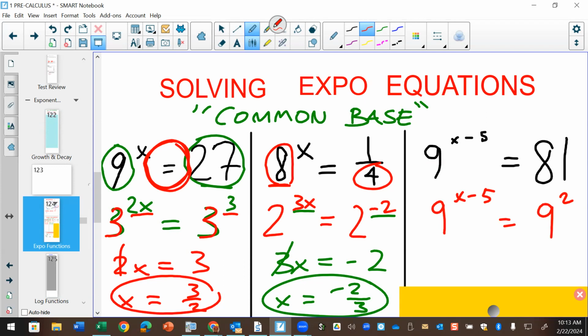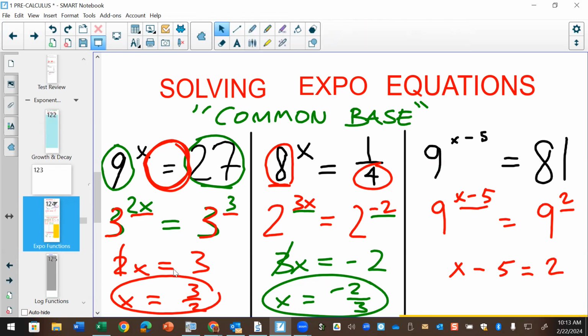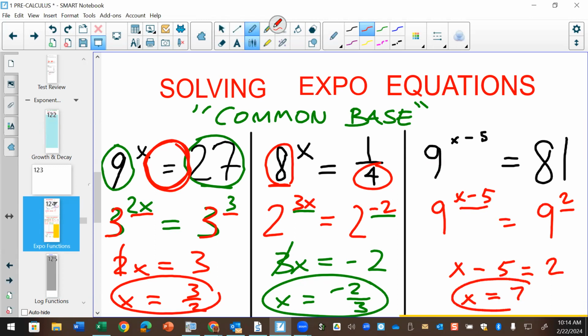Common bases means now we just say what? X minus 5 equals 2, which means X equals 7. Okay. And that's if you did it with 9s. Now, even if you did it with a 9, do pay attention, because doing it with 3 is risky. Risky. But it's gonna happen to all of you, somewhere this chapter.